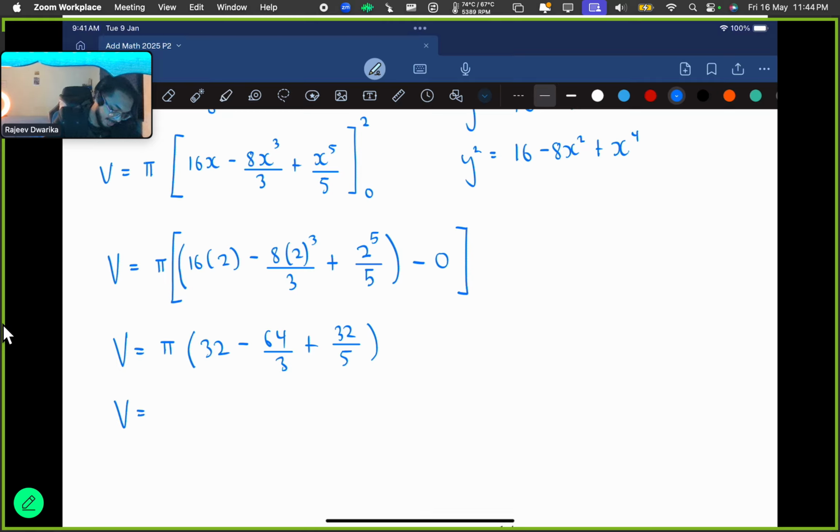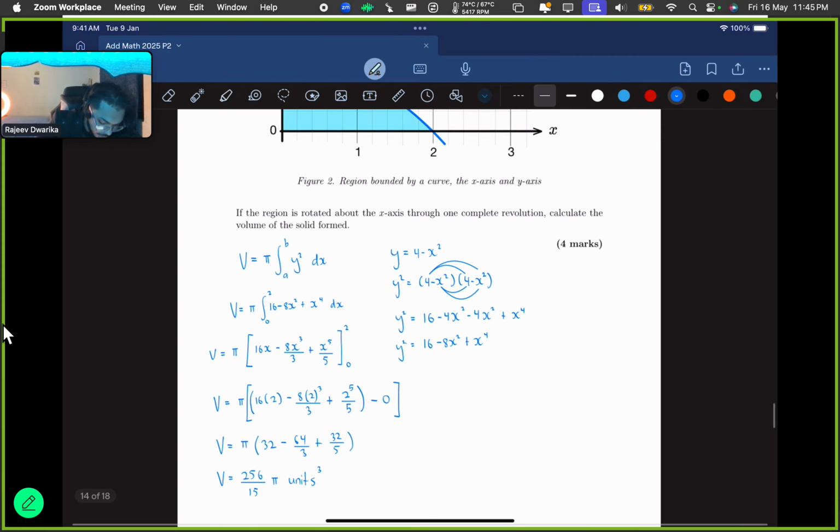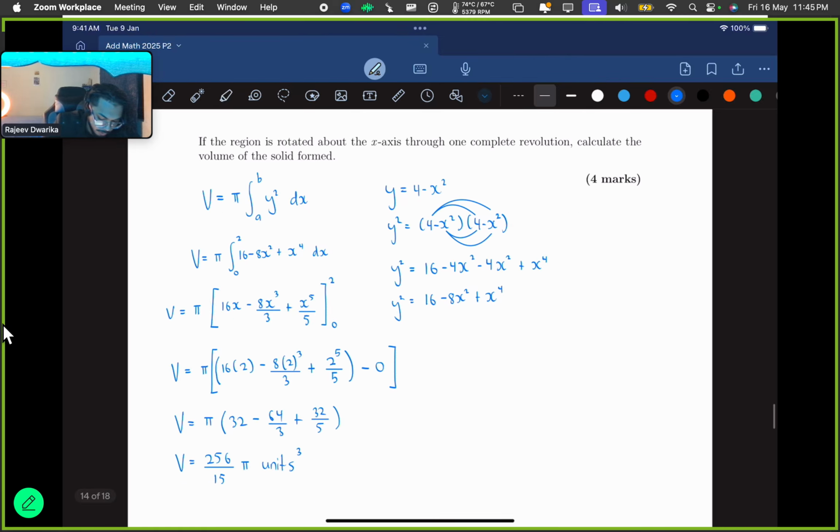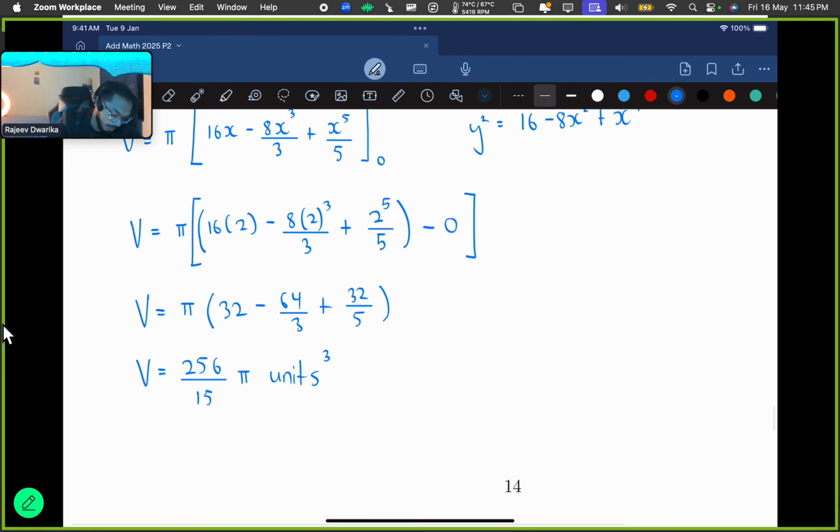Okay, I'll tell you the answer. So V is 256 all over 15 pi units cubed. That's the exact answer. Did they ask for it in the exact form? No, I don't remember reading that. Let me see. If the region is rotated about the x-axis through whatever, calculate the volume of the solid formed. So they never asked you for the exact form. This is the exact form, by the way.